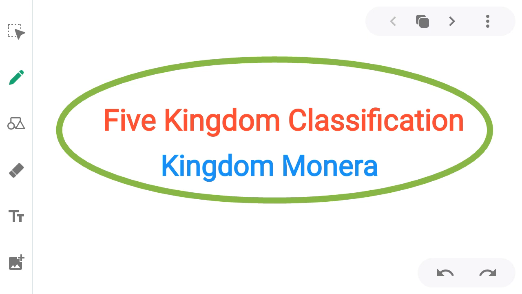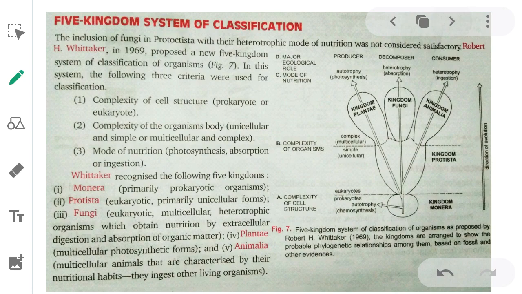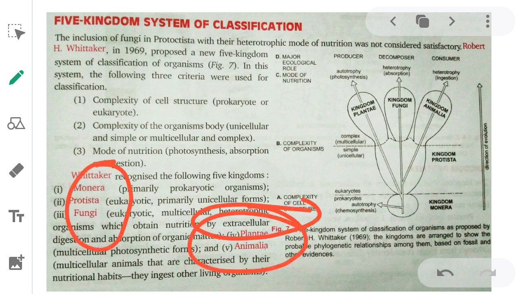But the 5 kingdom system of classification was given by Robert H. Whittaker in 1969. You can see here in this picture R. H. Whittaker, that means Robert H. Whittaker. In 1969, he proposed this 5 kingdom system of classification. He told us about the 5 kingdoms. First was Monera, second was Protista, third was Fungi, and fourth and fifth were Plantae and Animalia.